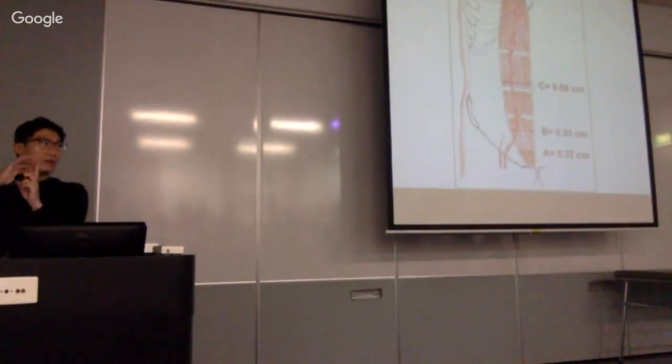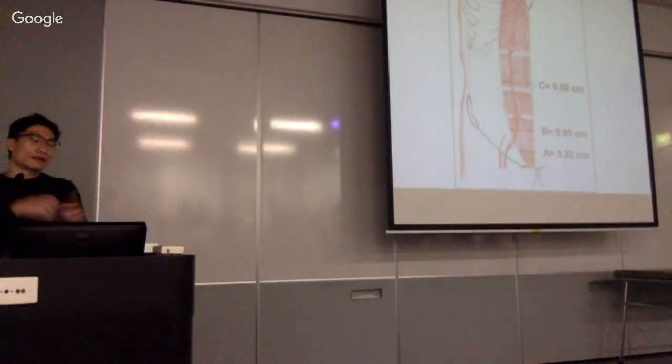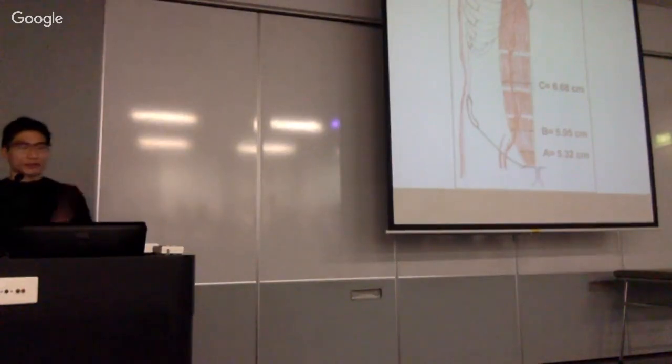And you can see it quite well as we talk about a left hernia repair later on. And it comes up, forms the Hesselbach's triangle, which is here. So what's Hesselbach's triangle? Yeah, that's all right. We'll go through that.